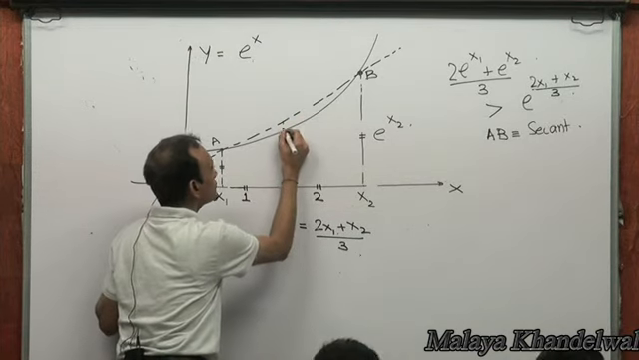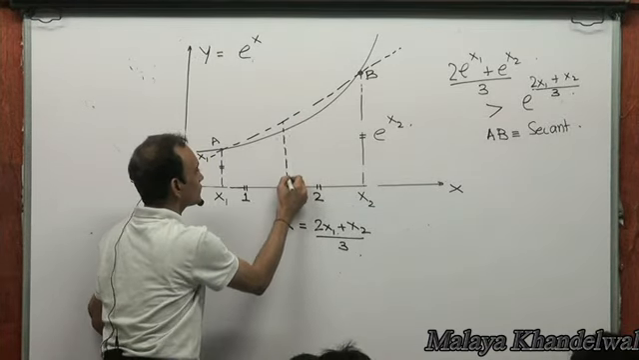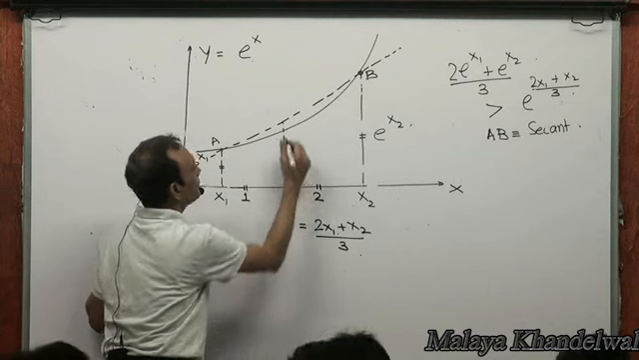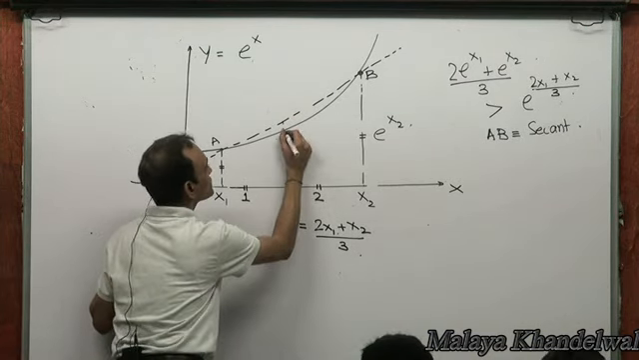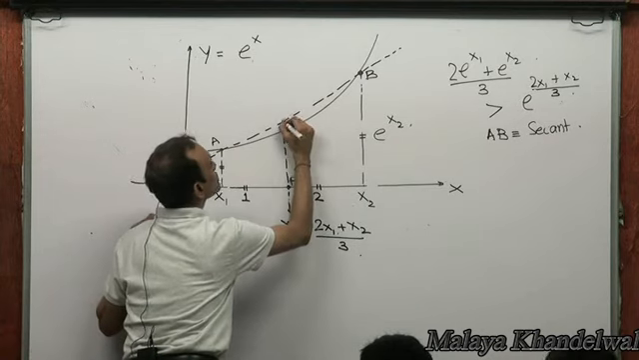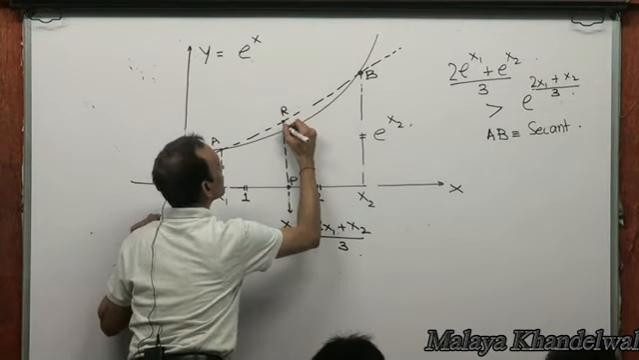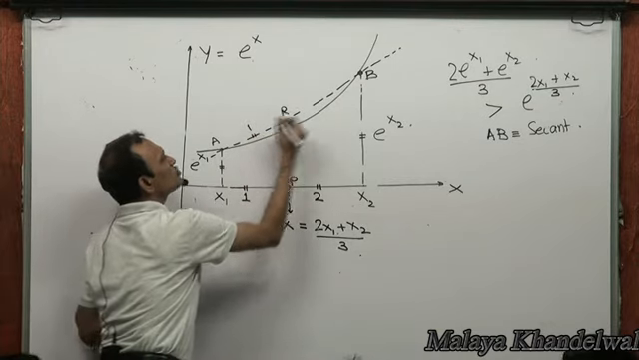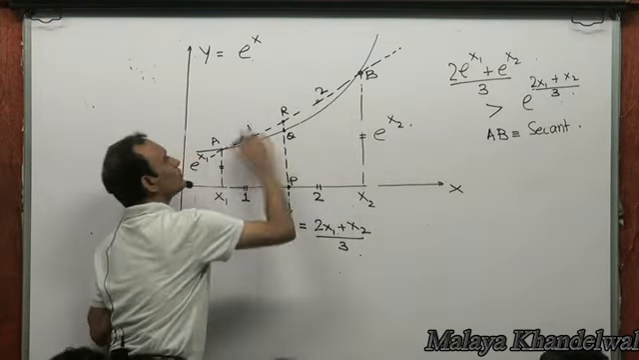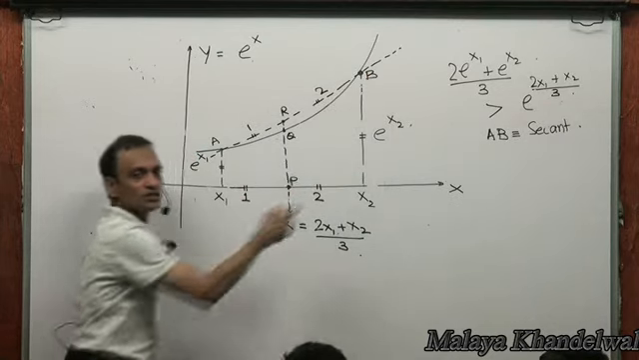Now, this is a point P. This is a point Q. This is a point R. Now, AR is to RB will also be 1:2. This is to this is the same as this is to this.